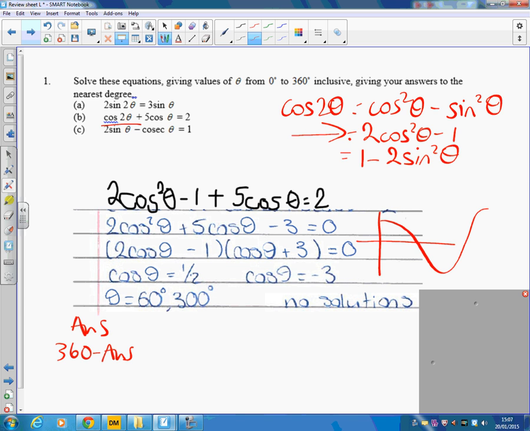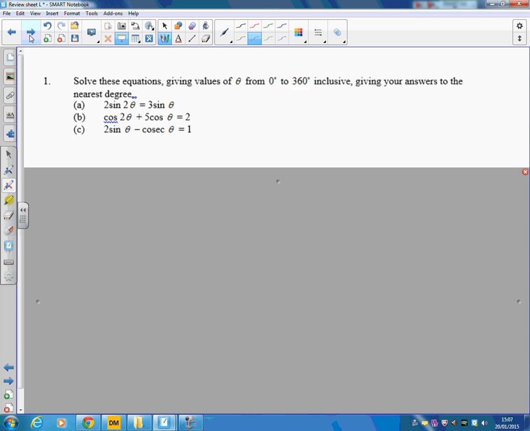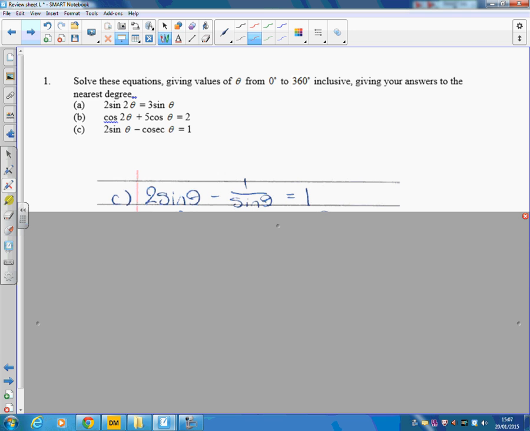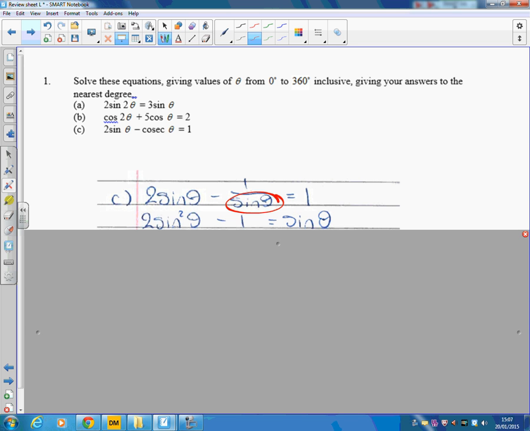And lastly, for question 1, we've got part C. So we're going to start off putting in the definition of cosec theta. So we've got 2 sine theta minus 1 over sine theta, because that's what our cosec is, equals 1. Don't like having a fraction in here, so we're multiplying everything through by sine theta. Gives 2 sine squared theta minus 1 equals sine theta.